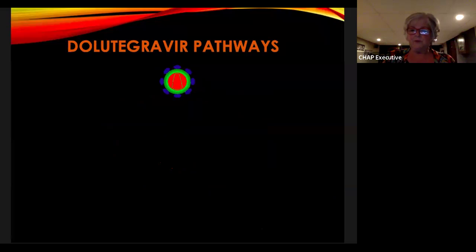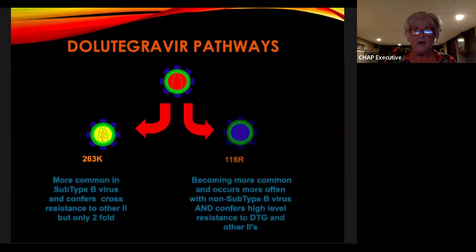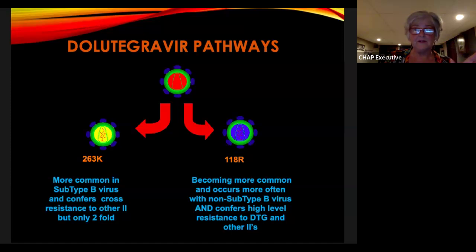So I'm going to briefly talk a little bit about what we know now about dolutegravir pathways, and that this is very recent. But we learned in studies that anybody who failed a second generation integrase inhibitor likely developed a 263K mutation pathway. So the 263K mutation. We also now know, however, that that is the mutation that would crop up more commonly in subtype B virus, basically where most of the dolutegravir studies were done.